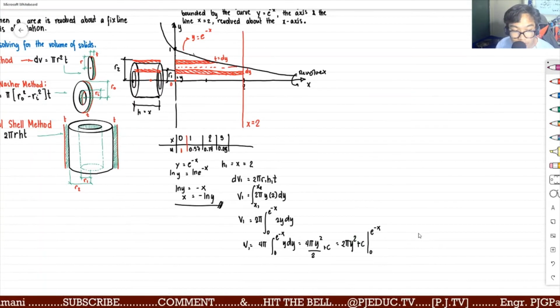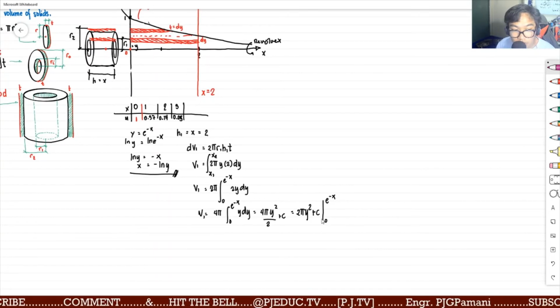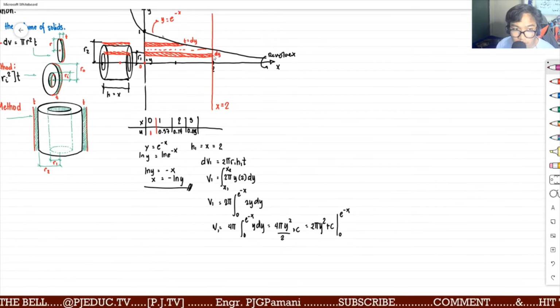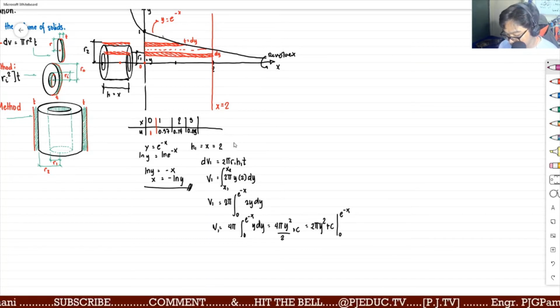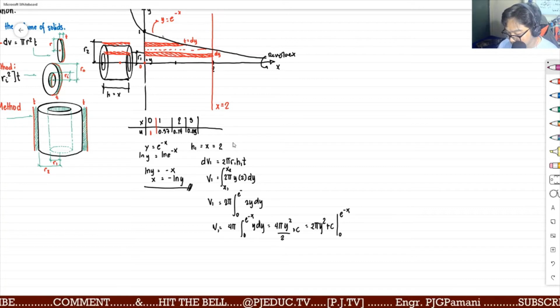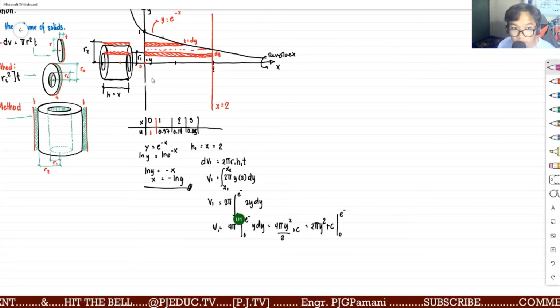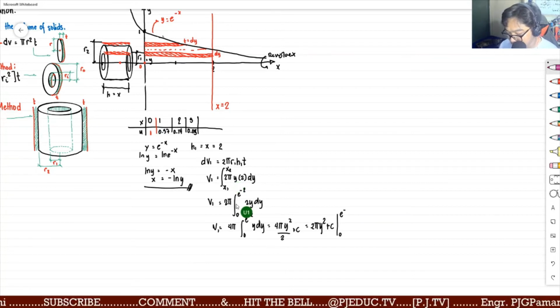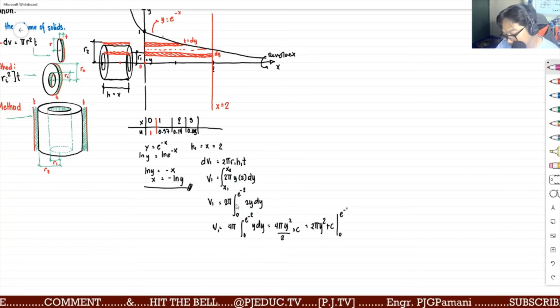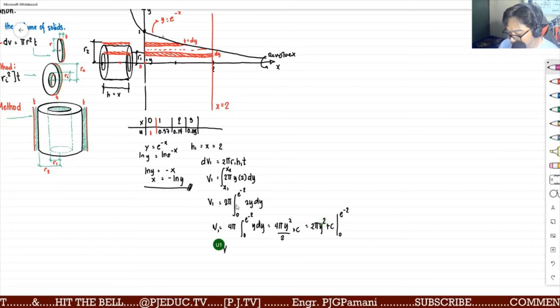Is that correct? E raised to negative x. Because here, x is simply equal to negative 2. So it should be e raised to negative 2. Our radius 1 is here at x equal to 2, so it should be e raised to negative 2. Okay? Substitute e raised to negative 2 into your integrated value.